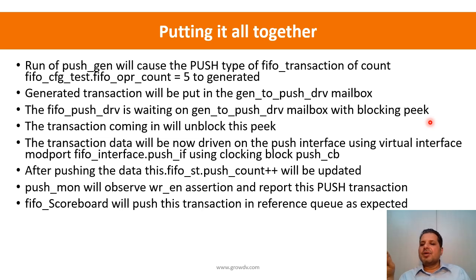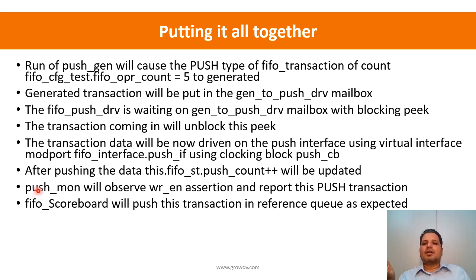So when you call a peek, that particular thread waits there till it finds a transaction in the mailbox, right? Now the transaction coming into the mailbox will unblock the peek, and it will move to the next line of execution. So the transaction data will now be driven on the push interface, on the virtual interface that's present through the modport, right? The FIFO interface push-if modport, which is a push view of the FIFO interface. Using the clocking block, it will start driving the interface, and after it drives the interface, it will increment the push count, right?